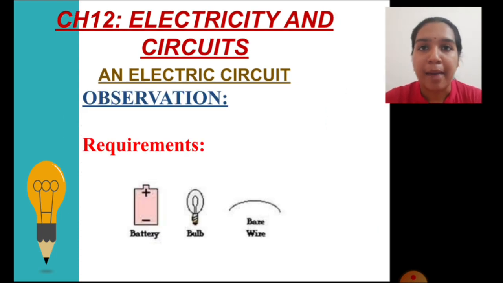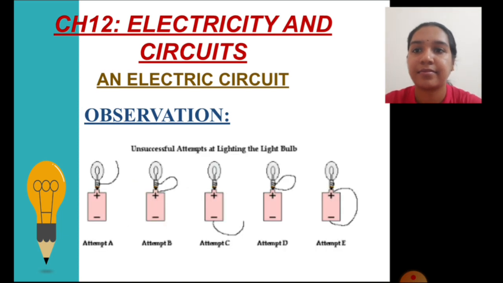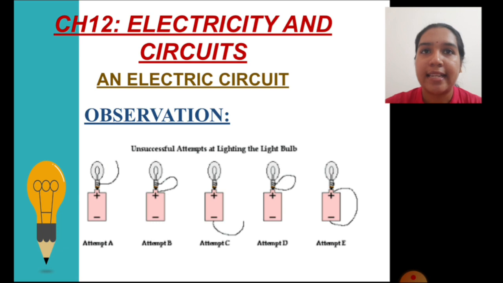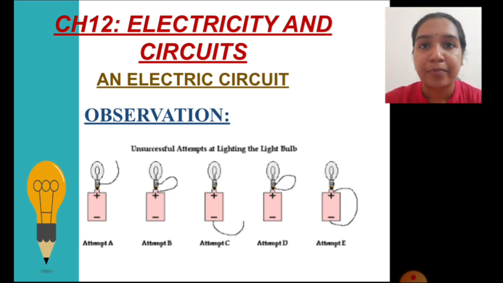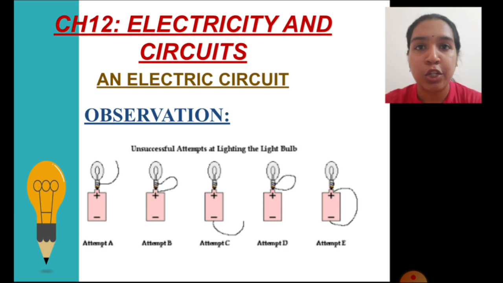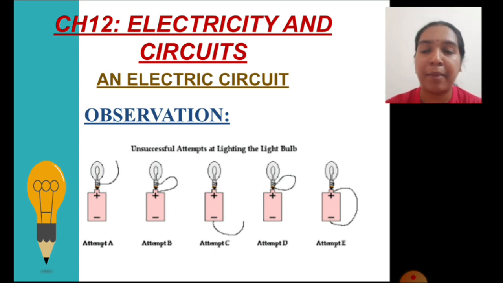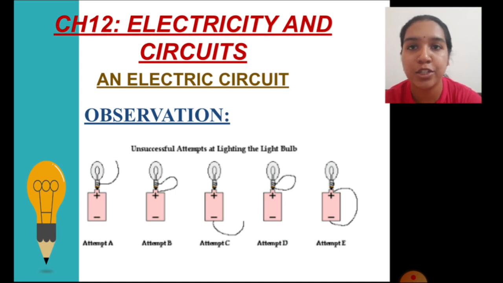So what you need is a battery, a torch bulb and a wire with bare or exposed ends, right? If you observe here, all these are unsuccessful attempts of lighting the torch bulb, because they do not provide a complete path for electricity as we learned. For a bulb to glow, there should be a complete circuit where there is a flow of current from the positive terminal of the electric cell to the negative terminal properly. In all these attempts, we do not see any such arrangement. That's why the bulb does not glow in these arrangements.